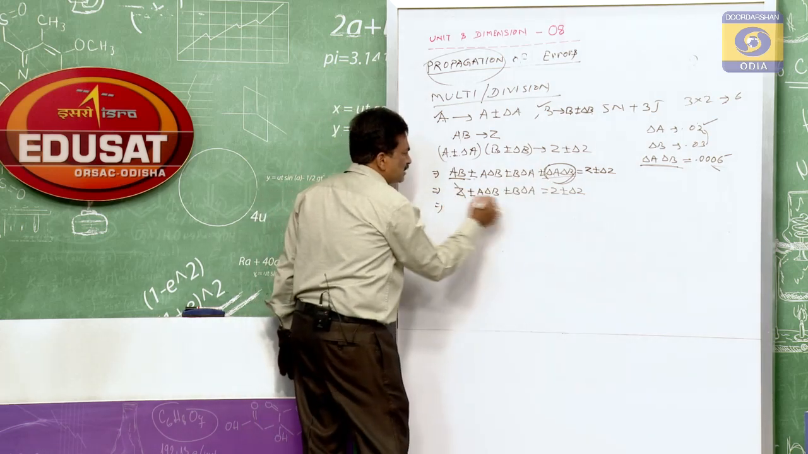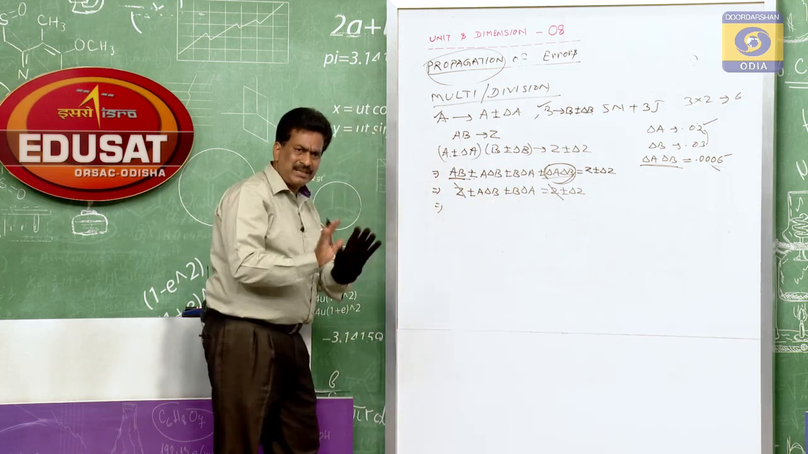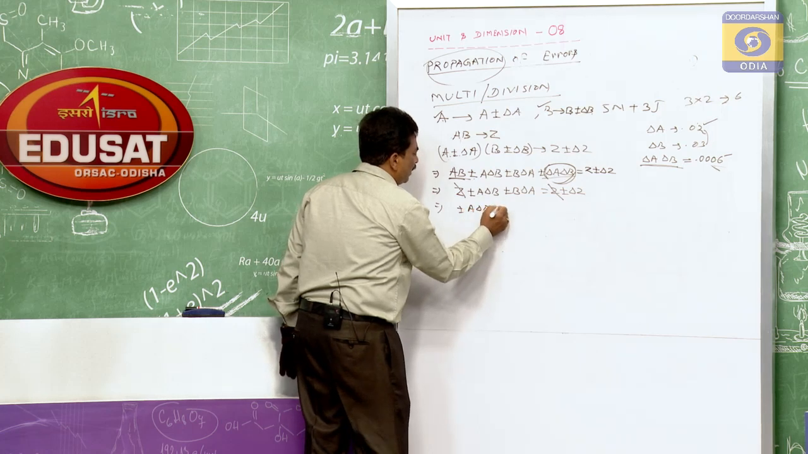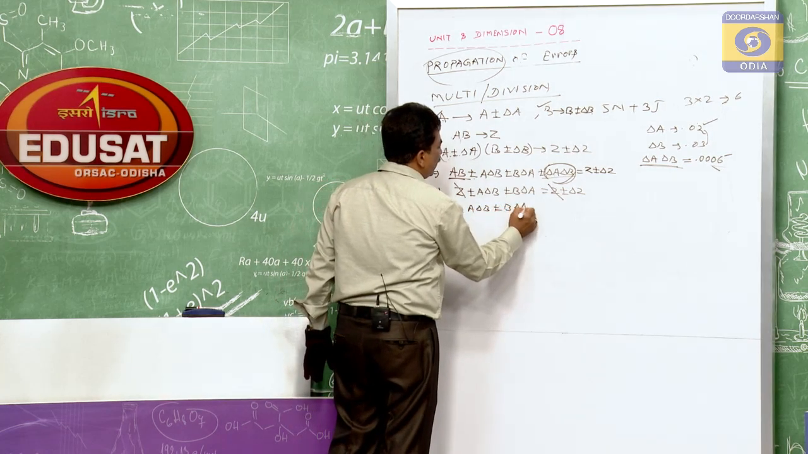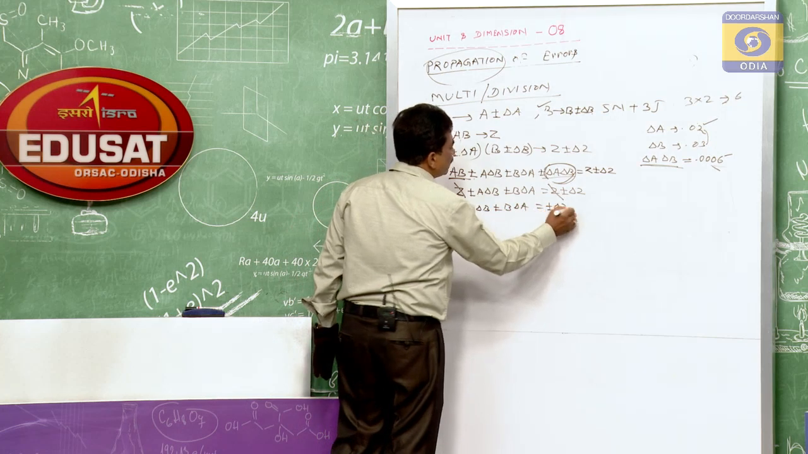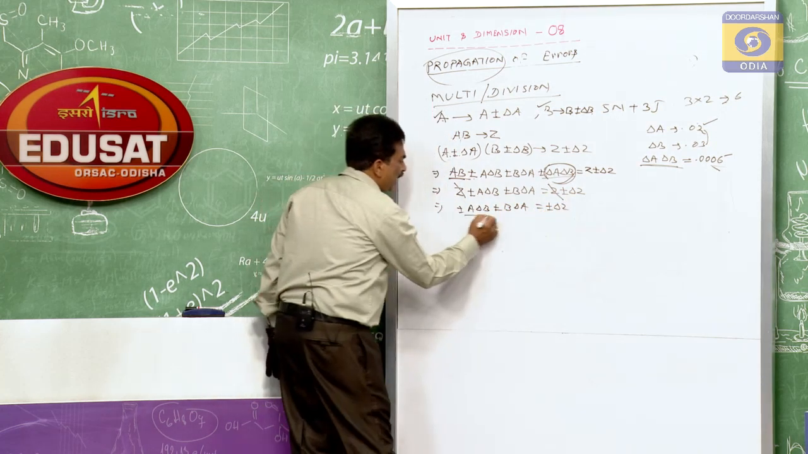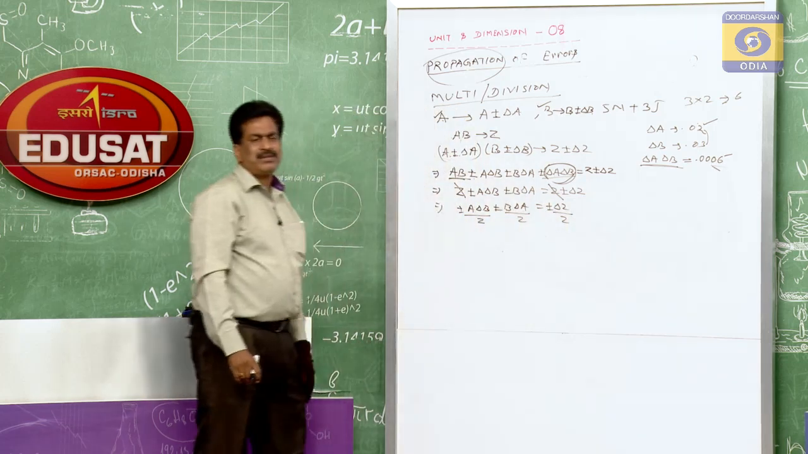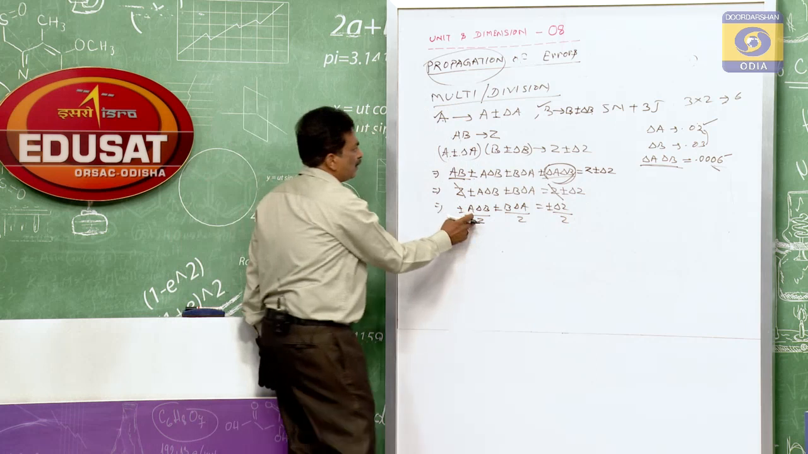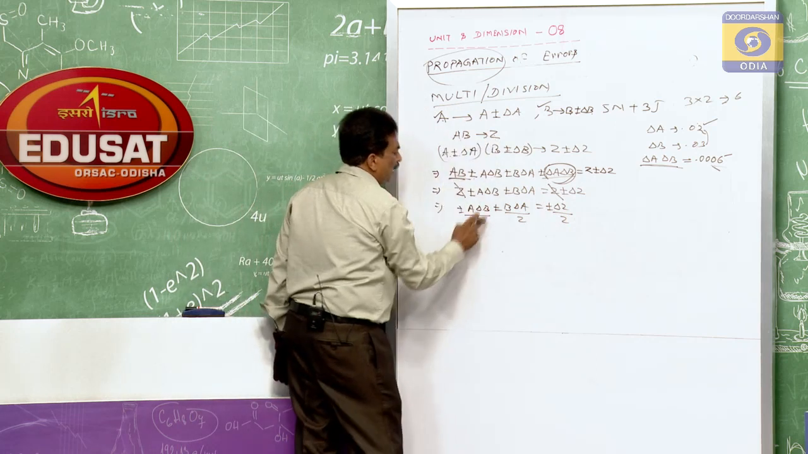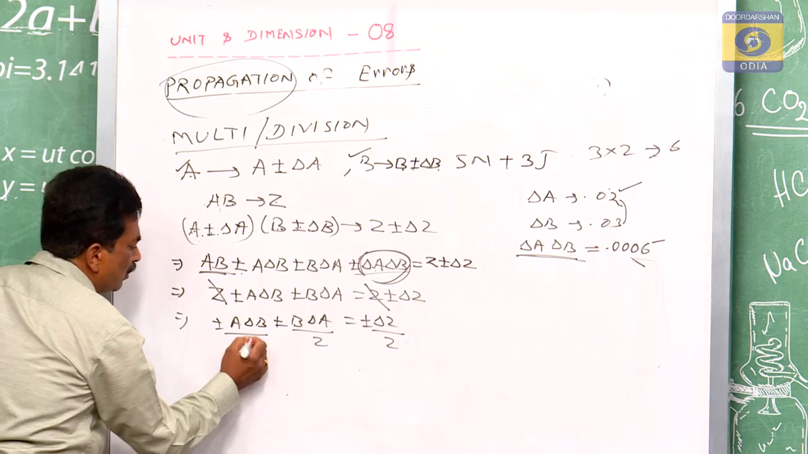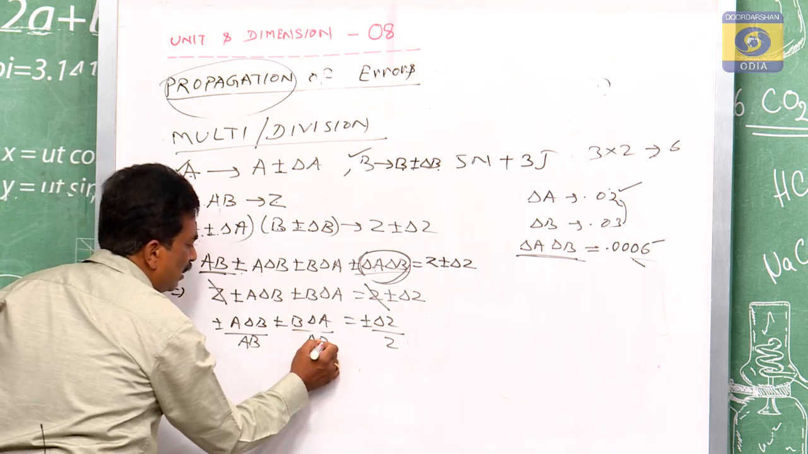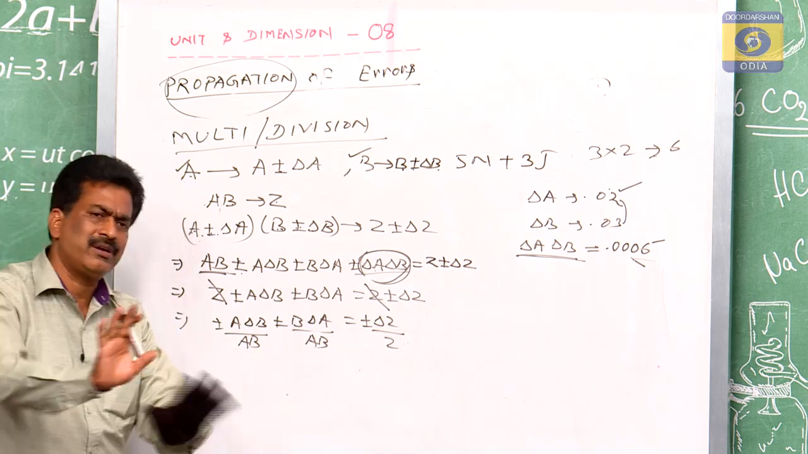Then Z on this side and Z on that side will cancel. Then plus or minus A del B plus or minus B del A is equal to plus or minus del Z. Now we divide with Z on both sides. So what is the value of Z? Z is equal to AB. After dividing, you put the value of Z as AB. This value of Z is AB, and this will remain here as such.